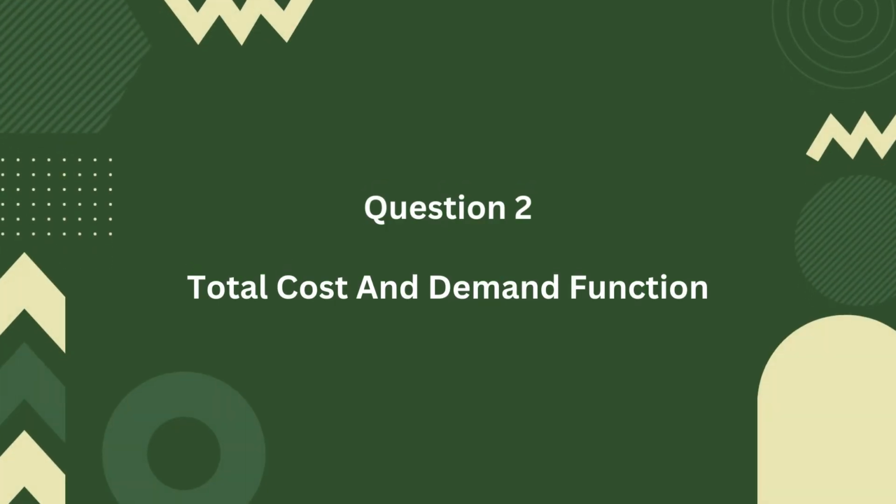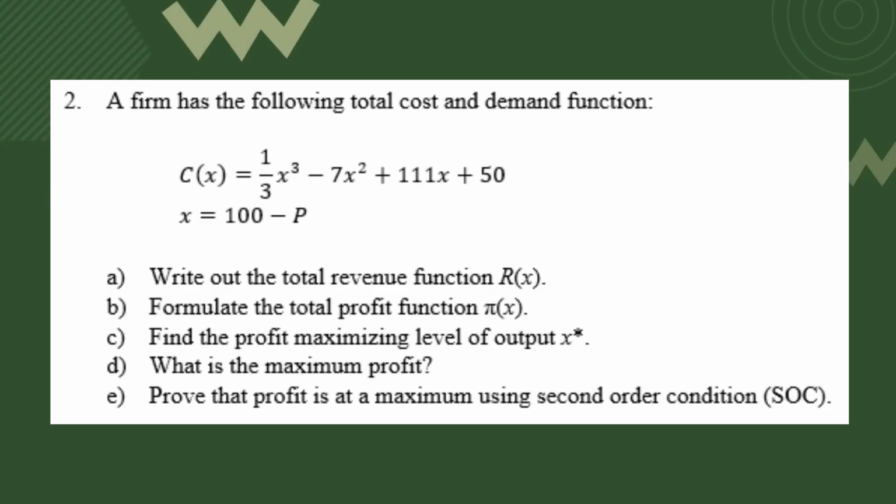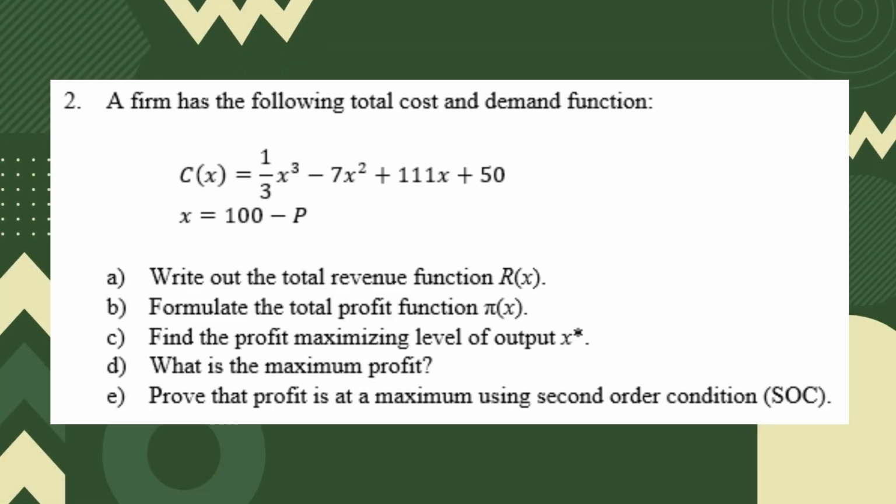Question 2. Total cost and demand function. In question 2, we have been given a cost function which is 1 over 3x cubed minus 7x squared plus 111x plus 50. We also have been given x equal to 100 minus p. In question 2, we have sub-questions, five in total. A is write out the total revenue function.